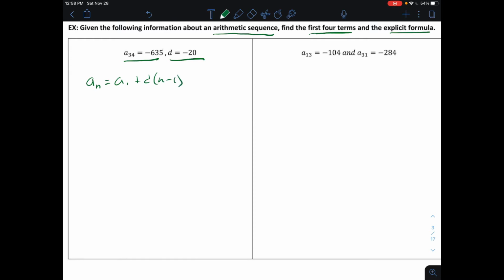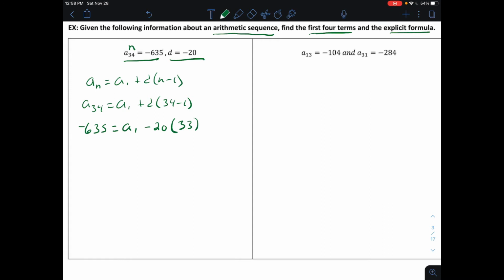The only thing that I know is that when n is 34, a_n is supposed to equal negative 635. So I'm going to put 34 in for the n and say a34 is equal to a1 plus d times 34 minus 1. Well, we know d is negative 20 and a34 is negative 635. So negative 635 is equal to a1 minus 20 times 34 minus 1, which is 33.